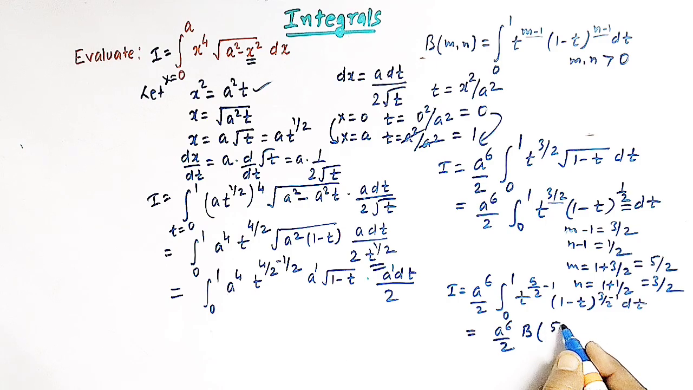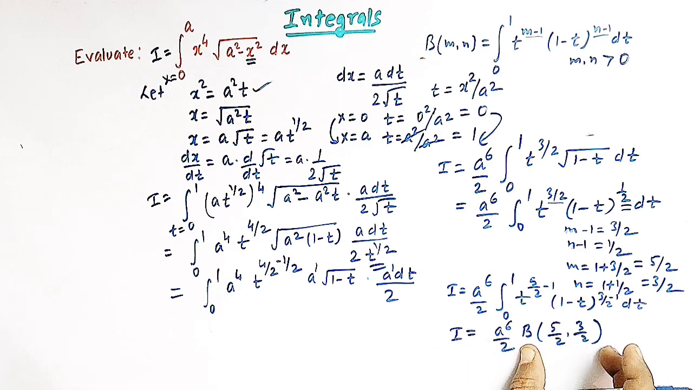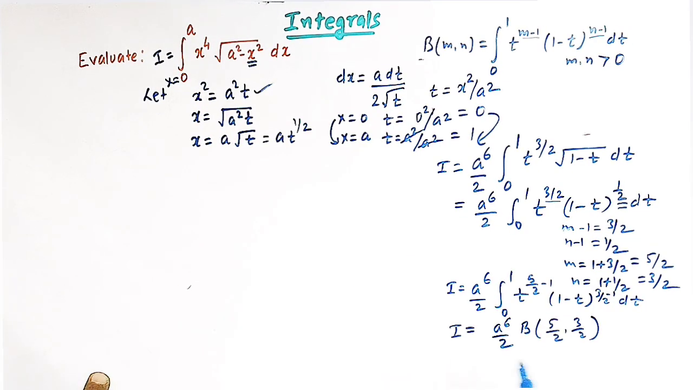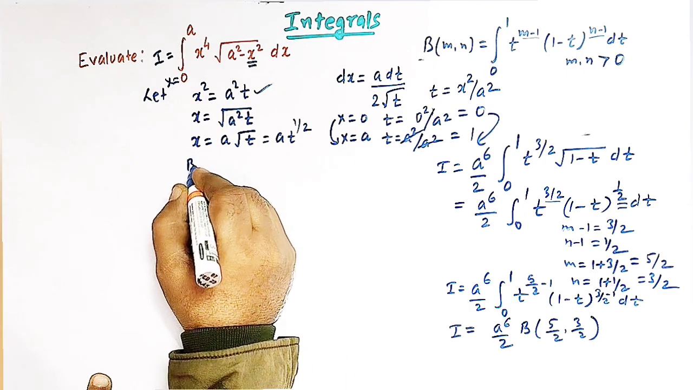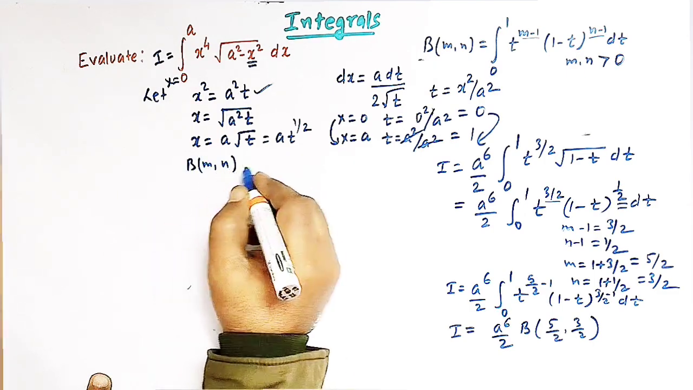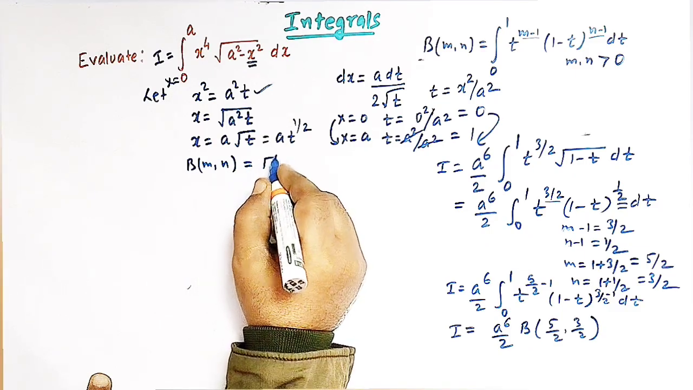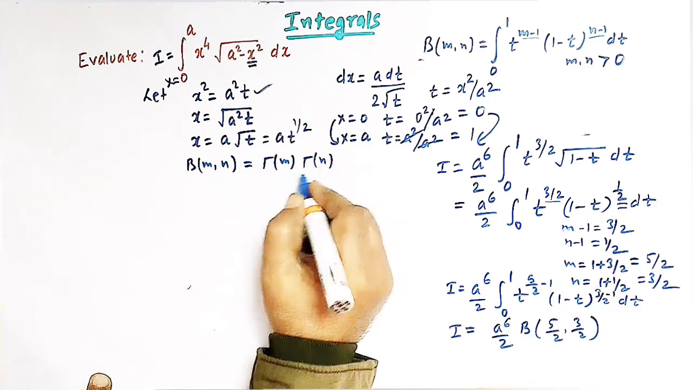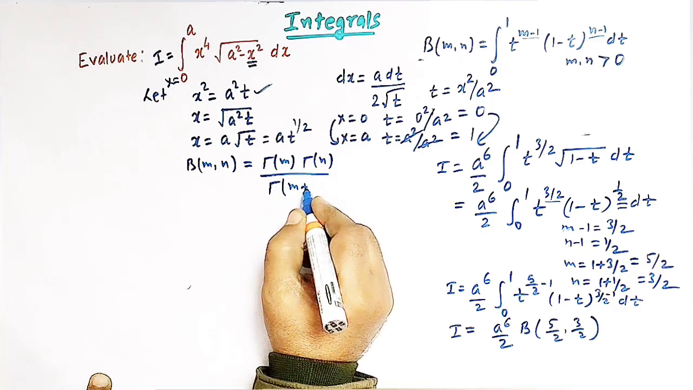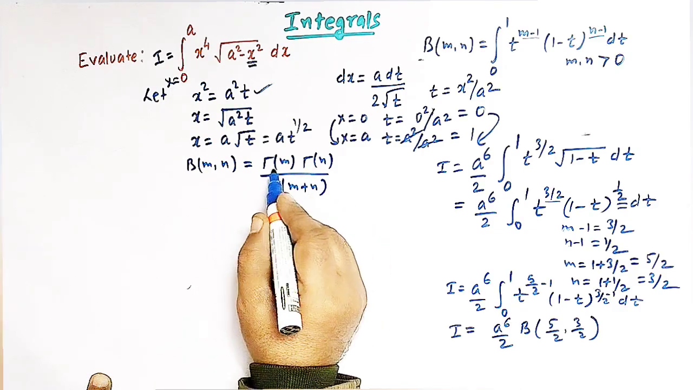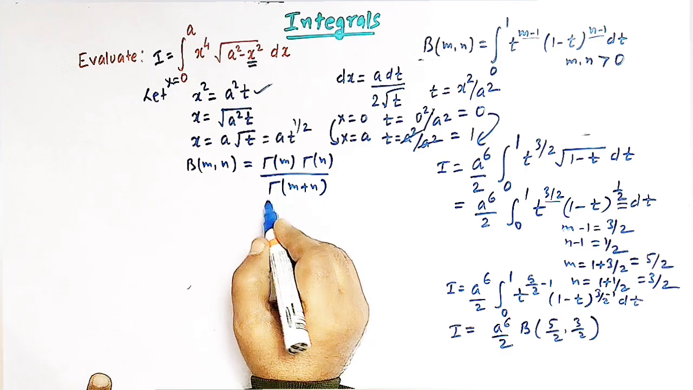Here m is 5 over 2 and n is 3 over 2. So now we have to find the value of beta 5 over 2 comma 3 over 2. Let us make use of the relationship between the beta function and the gamma function. The beta function is related to the gamma function by this relation: beta m comma n is equal to gamma m times gamma n divided by gamma m plus n.